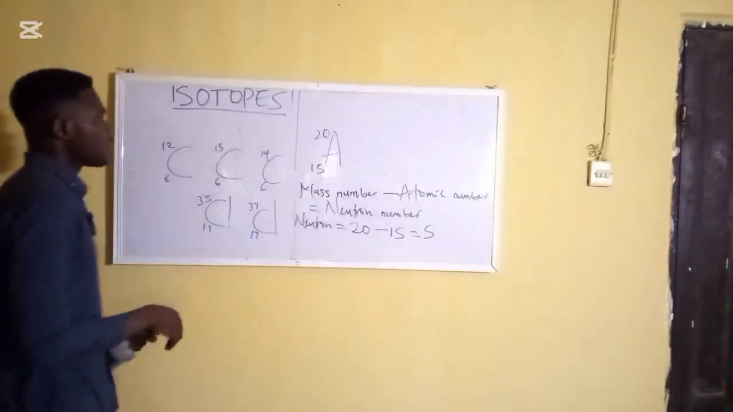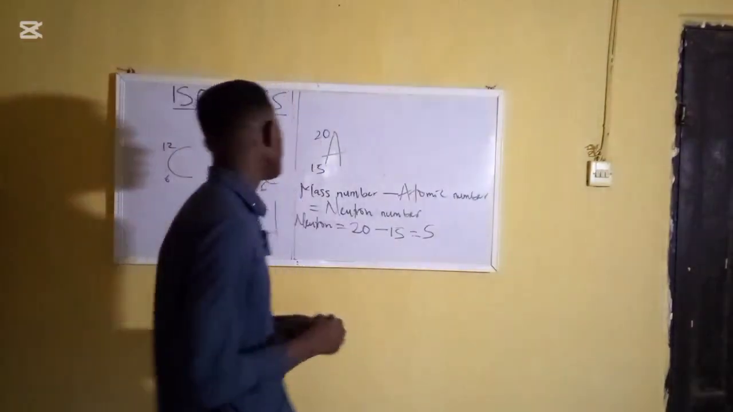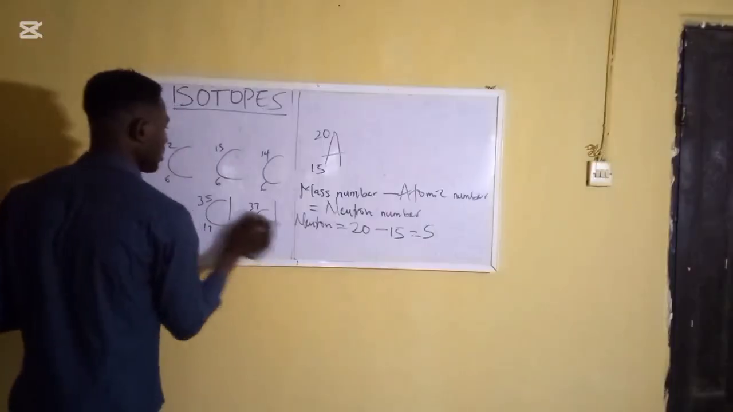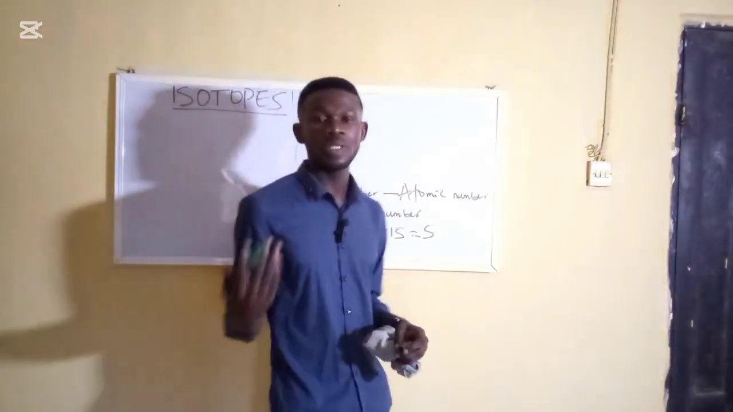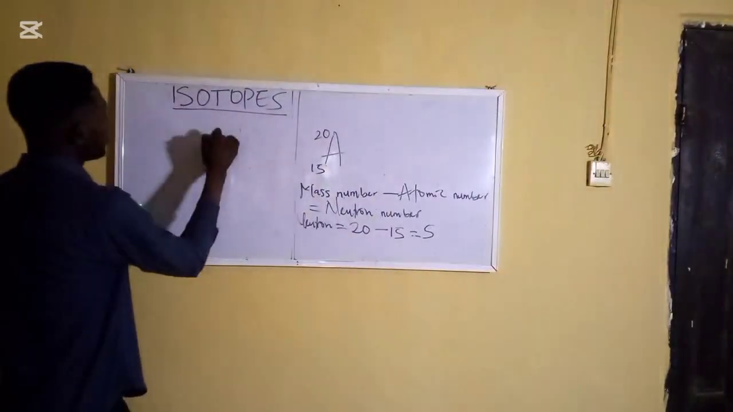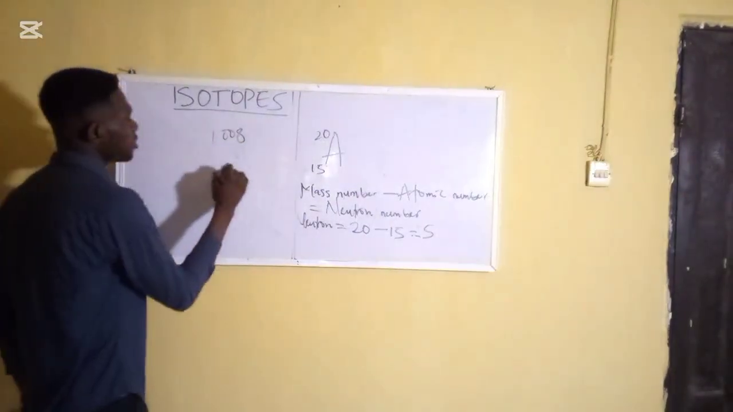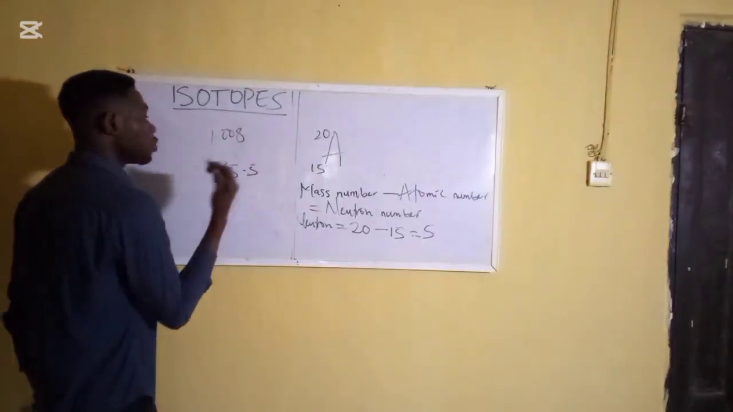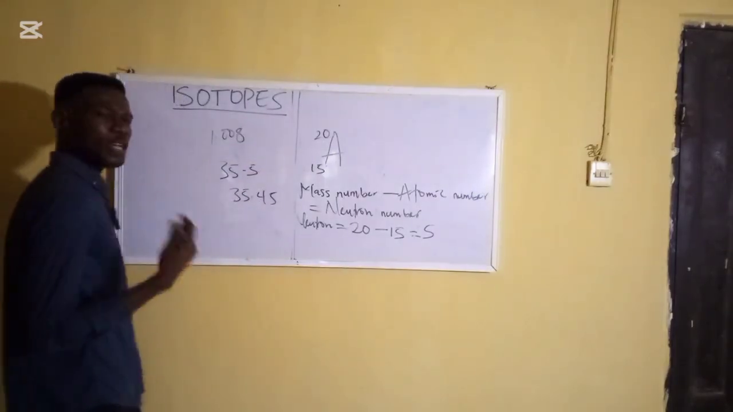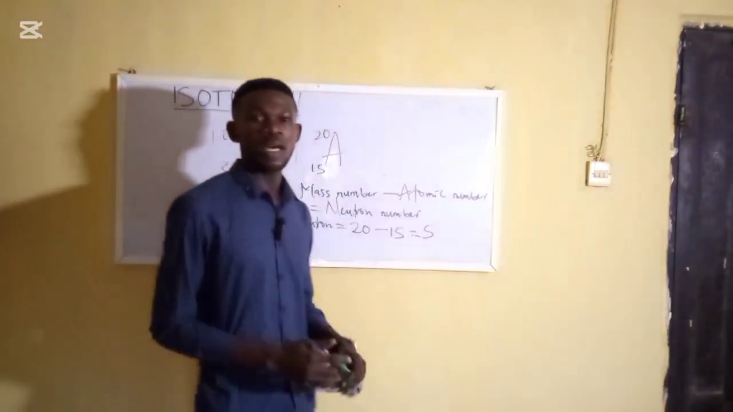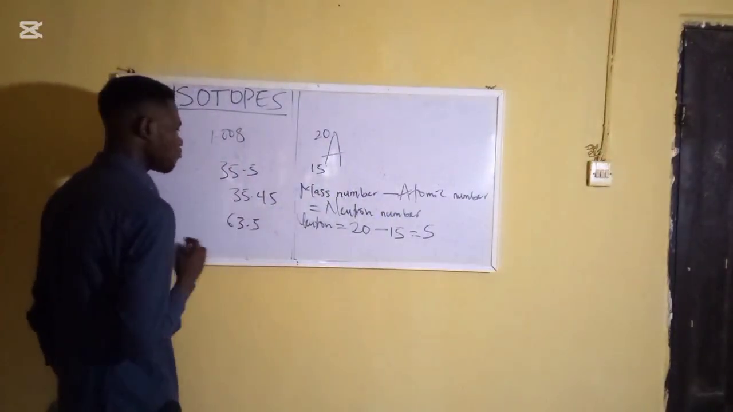So it is applicable to so many elements. When you see the relative atomic mass of an element represented as decimals, for example, as I said, that of hydrogen like this, chlorine is mostly represented as 35.5. Some actually present it as 35.45. Copper is represented as 63.5. There are so many.